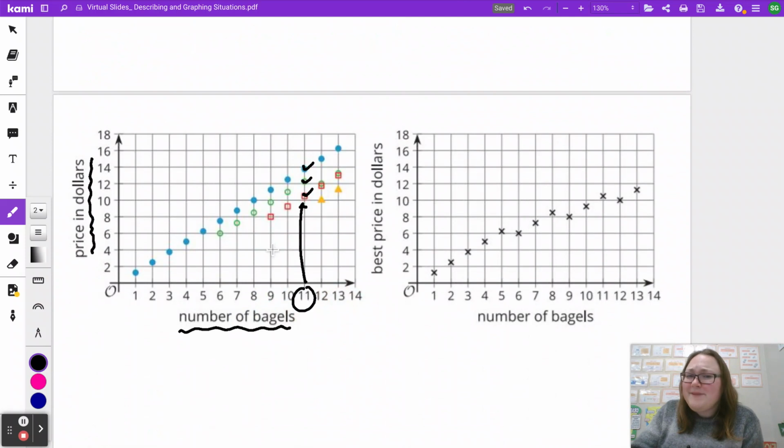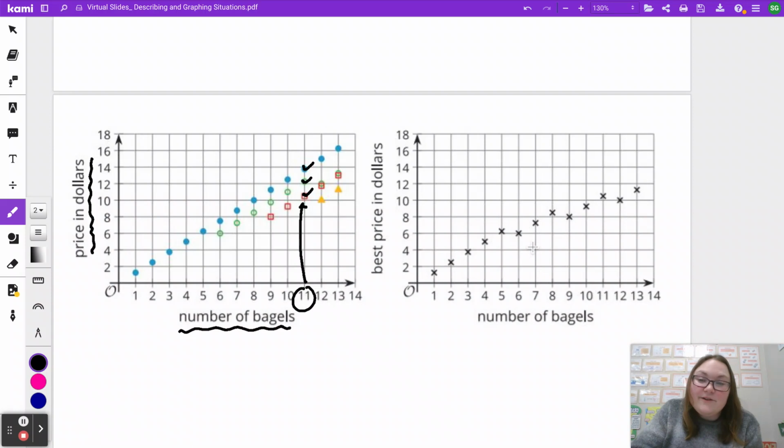Maybe in a past math class with a different math teacher, you've seen graphs like this. But with me, we have never seen a graph like this because this graph doesn't make a lot of sense, right? It would be weird if you walked into a store and said, I'd like 11 bagels. And they said, pick your price. It's any of these options. This doesn't happen a lot.